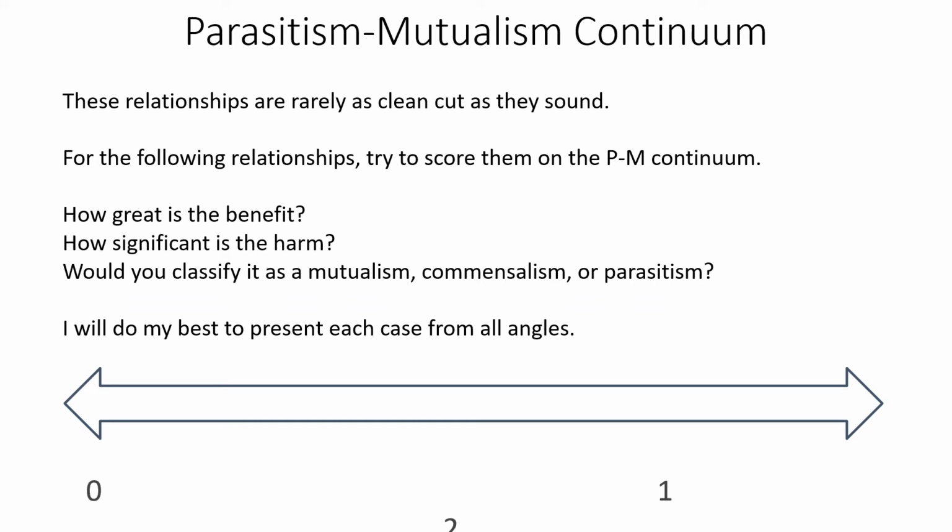So for each of the stories I'm going to present you, try to classify it on the Parasitism-Mutualism continuum. Try to figure out how great is the harm versus any kind of benefit that might be received. And when you're thinking about this, don't just think about discomfort. Think about the ability to survive and reproduce. Is it impacting their ability to get food or to find mates or to live long enough to reproduce?